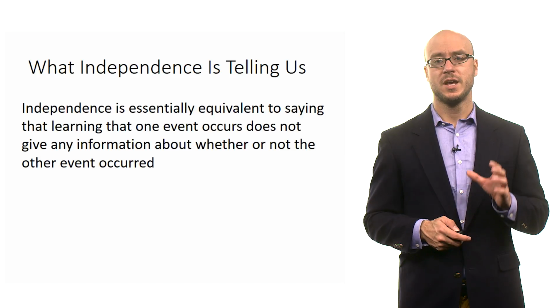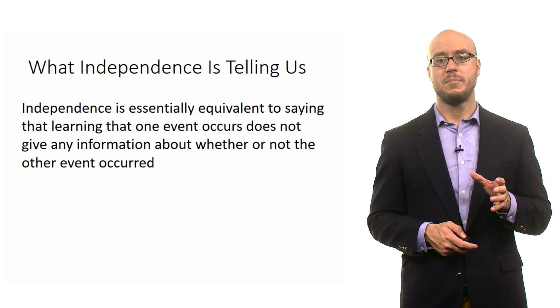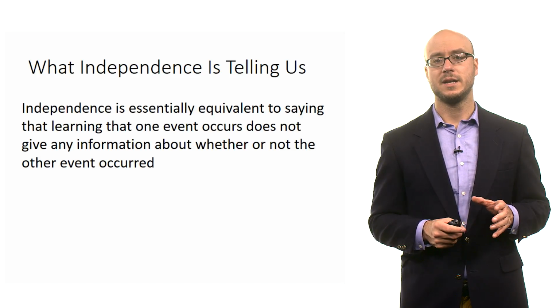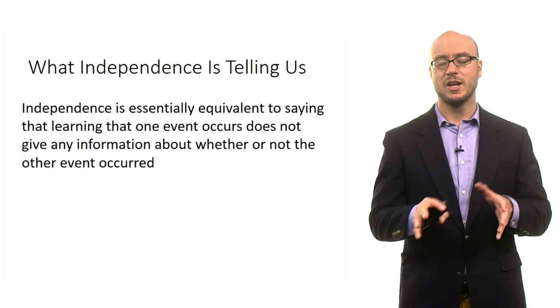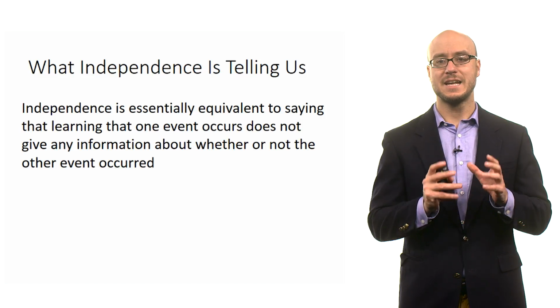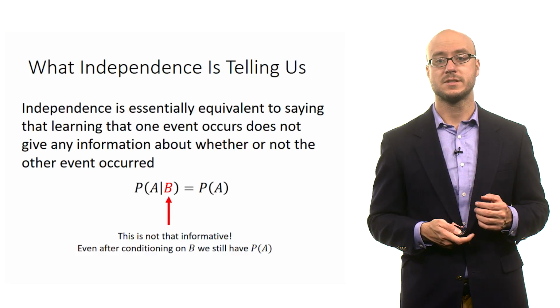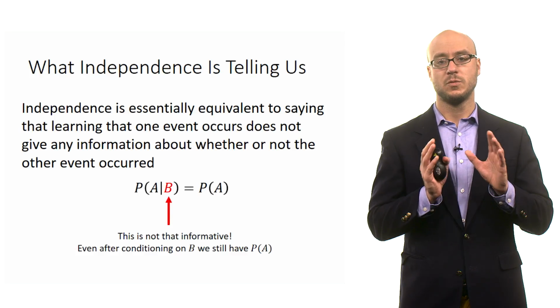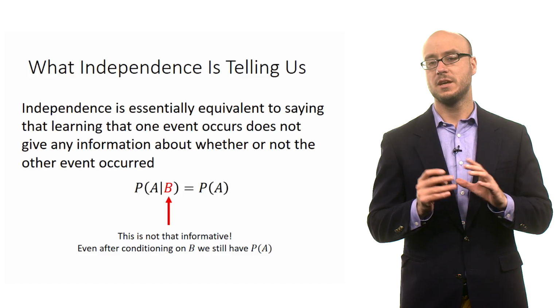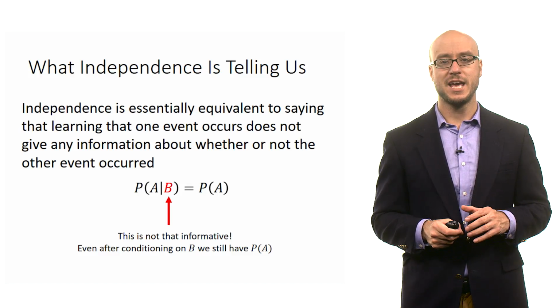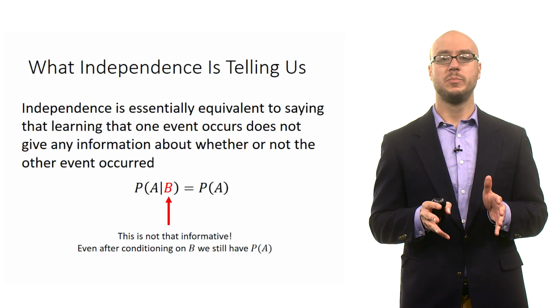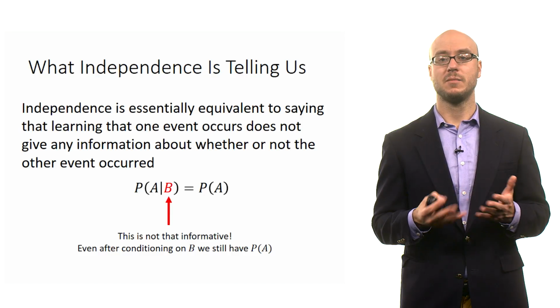between those two. Another way to think about independence is that learning about some other event doesn't tell us anything about the event of interest. So when we say the probability of A given B equals the probability of A, that's saying you can learn all you want about B, but it's not really going to tell you anything about A.